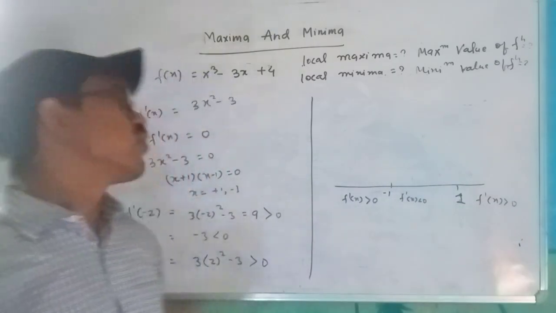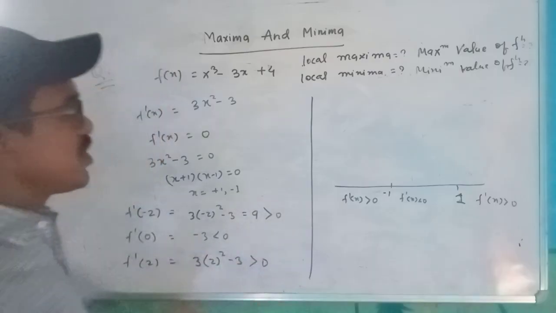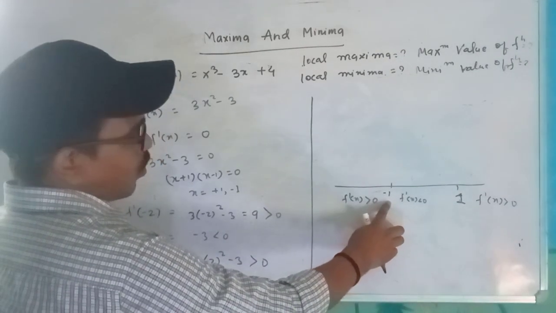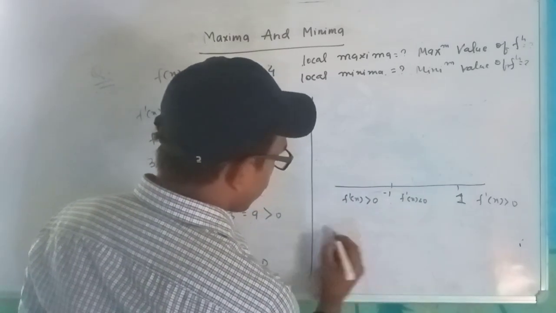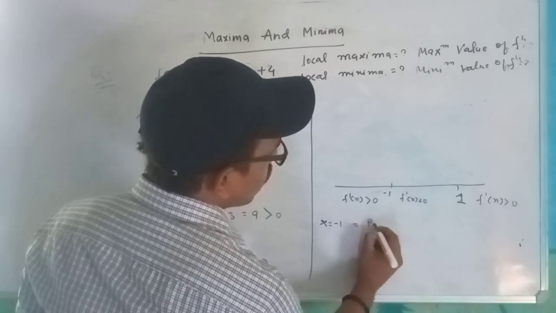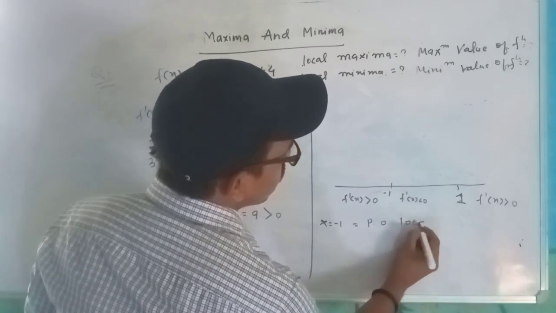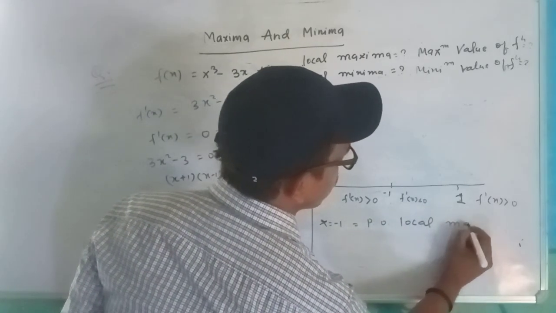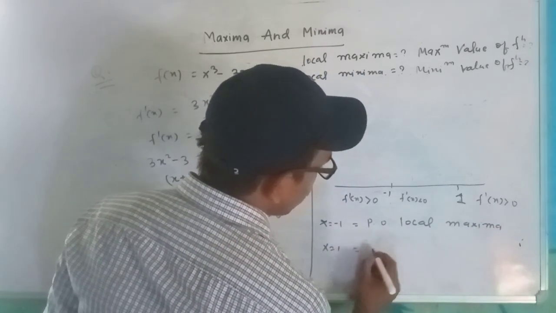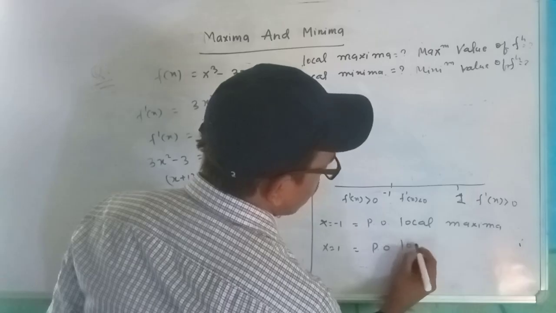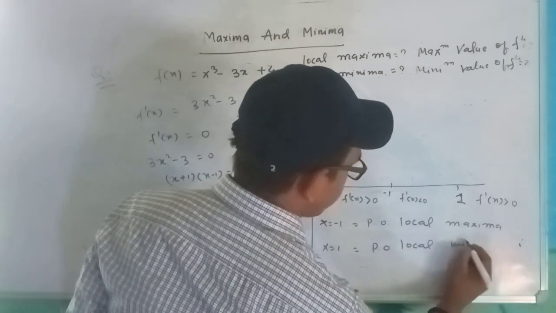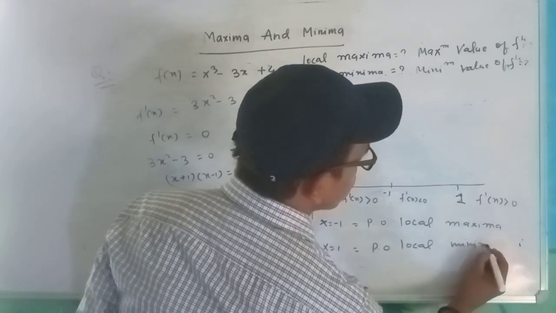So the sign changes from negative to positive only in case of a local minimum. So from this observation we can conclude that the point x is equal to minus 1 is a point of local maximum and x is equal to 1 is a point of local minimum. I hope you get it.